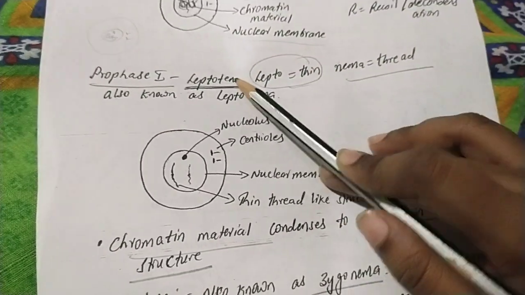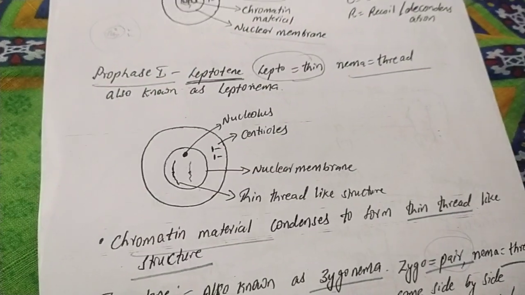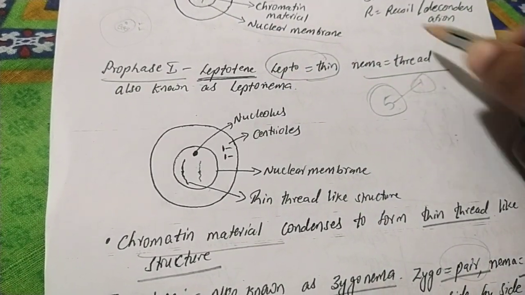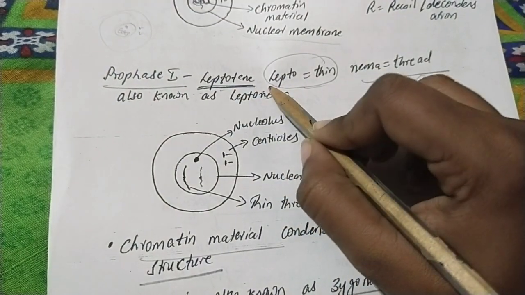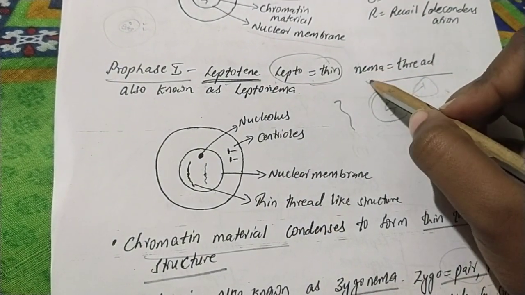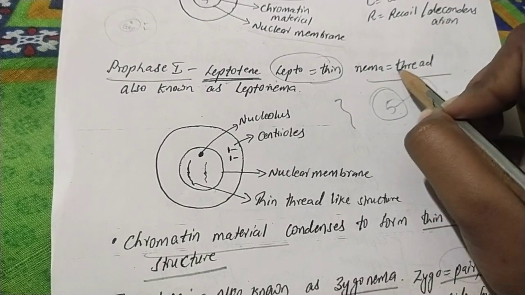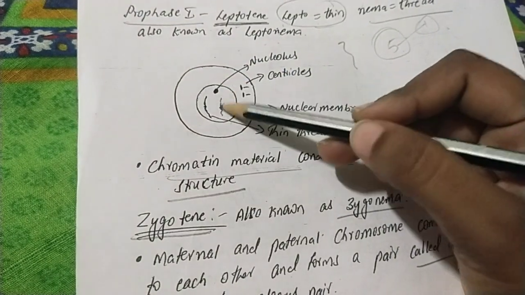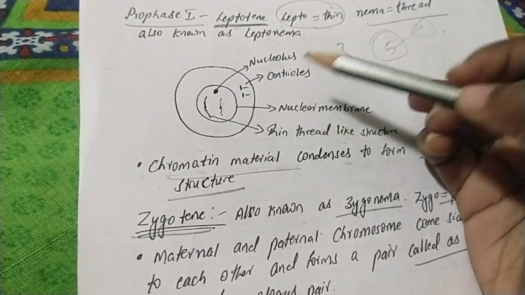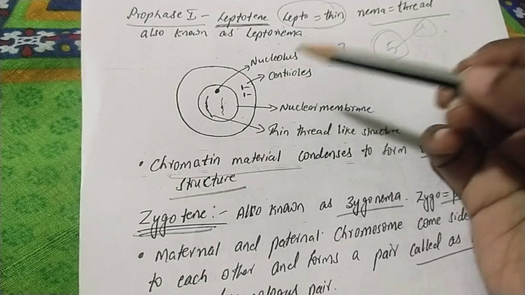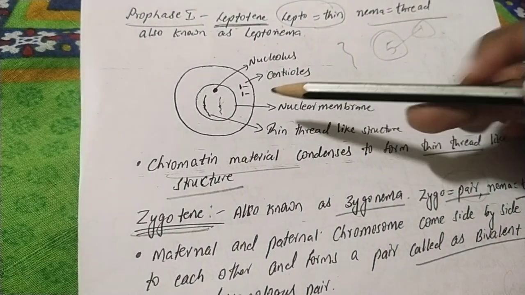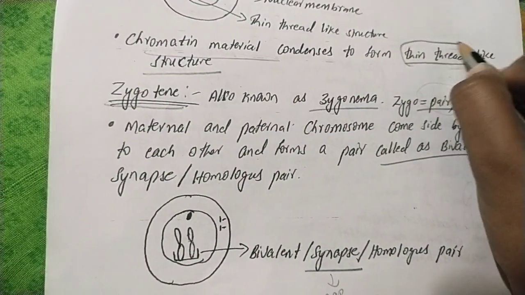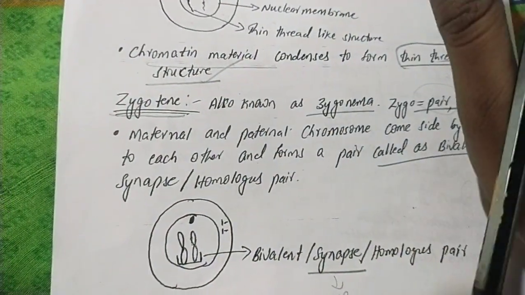As I told you, prophase 1 has 5 stages. The first one is leptotene. Lepto means thin, and the thin thread-like structure is called leptonema. Every diagram will contain these marks: the nuclear membrane, nucleolus, centriole, and the thin thread-like structure. In simple words, leptotene is a thin thread-like structure.